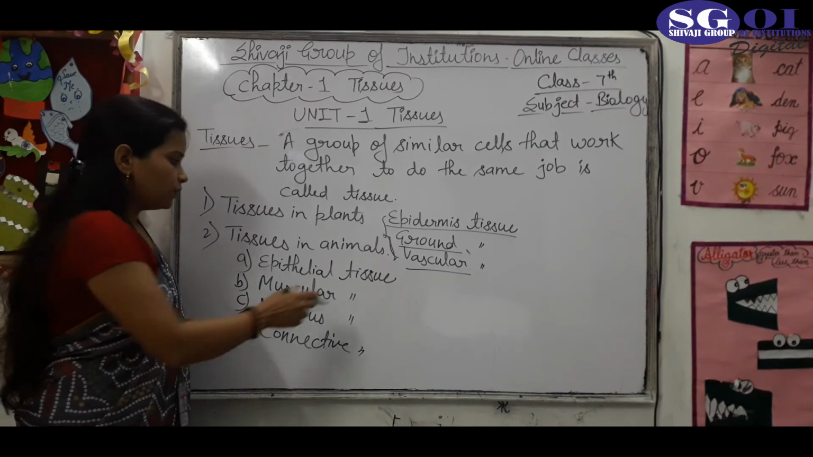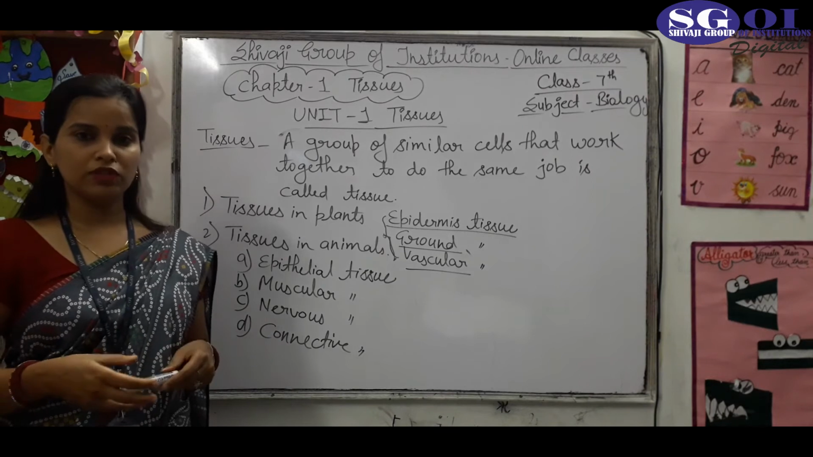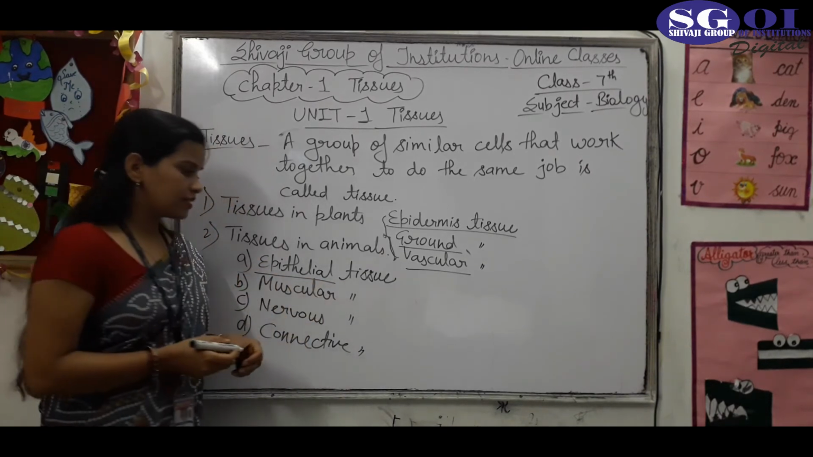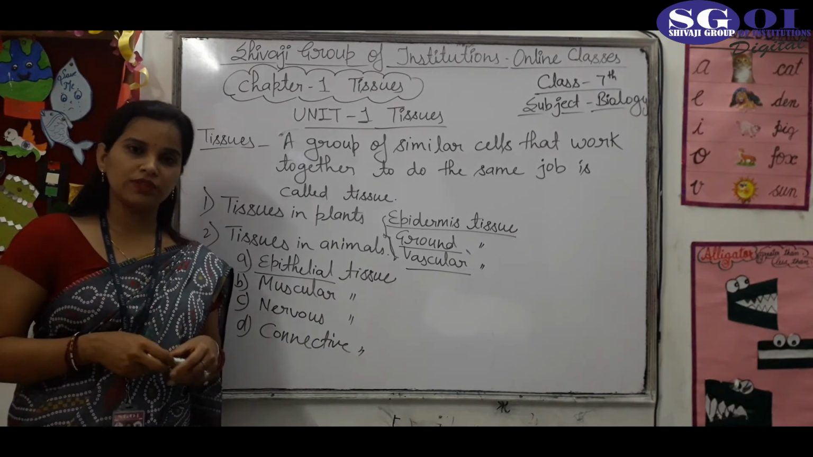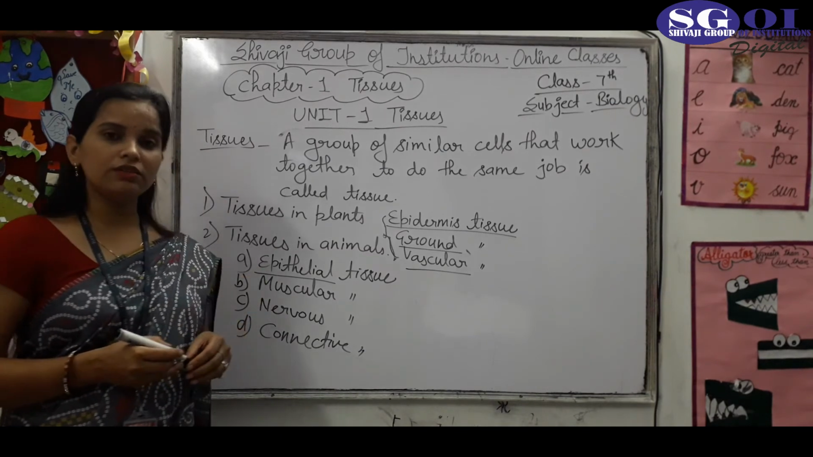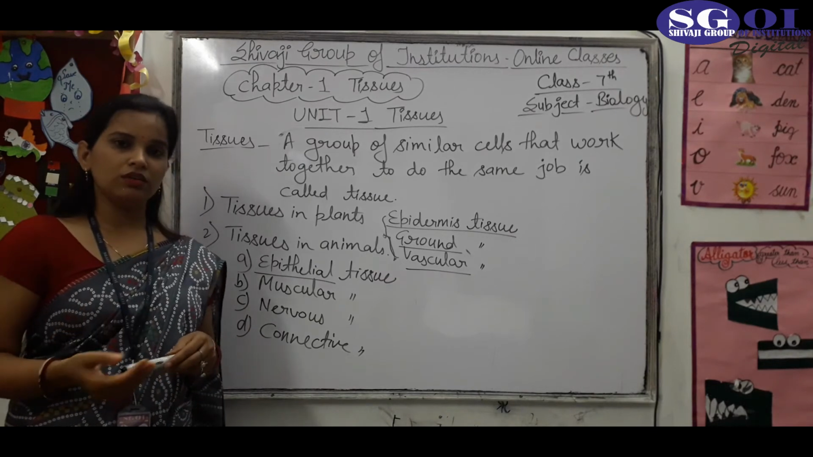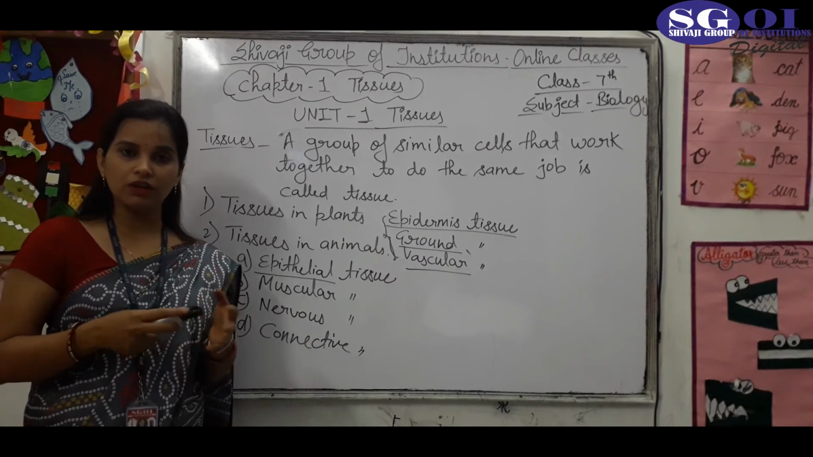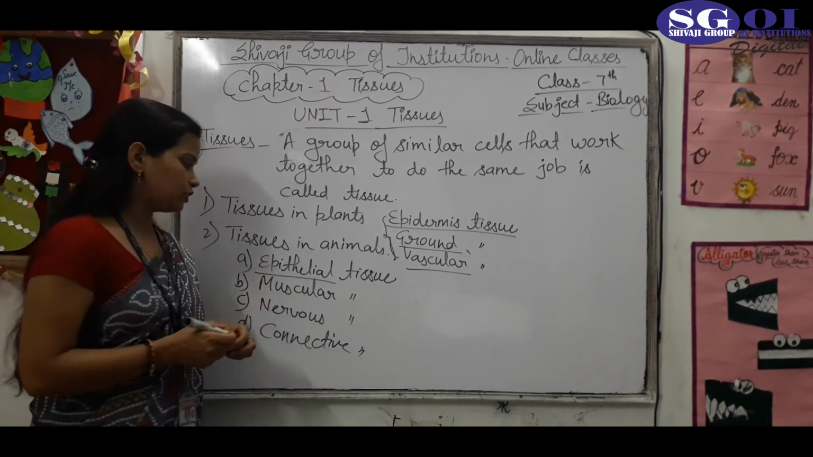And these are different in structure and these are different in function. They perform different functions in animals. Like first is the epithelial tissue. It is a protective tissue. It forms the outer layer of the body of the animal. It is also called protective tissue because it gives protection to the animal. Means like skin is the outer layer of our body and also provides protection. So skin is the epithelial tissue.